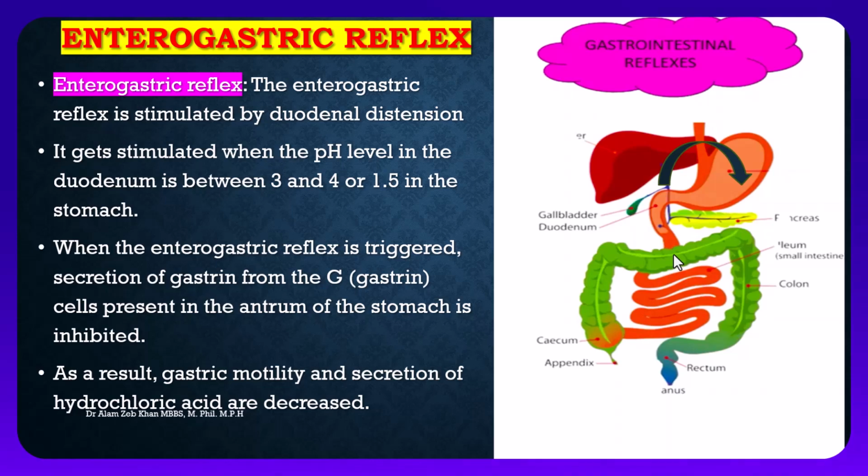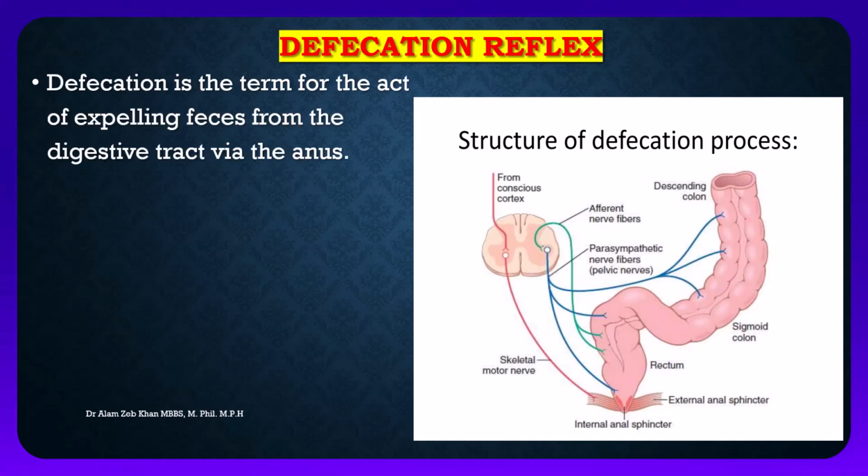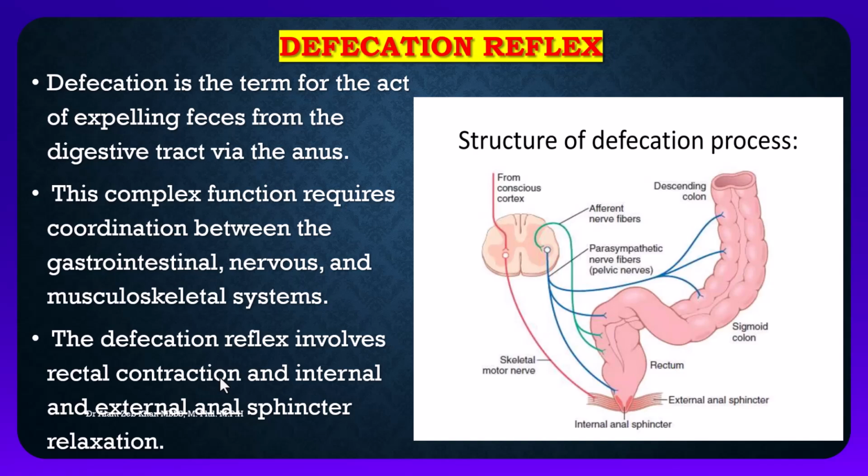When the intestines are emptying, these reflexes come into play. Defecation reflex. Defecation is a term for the act of expelling feces from the digestive tract via the anus. This complex function requires coordination between the gastrointestinal, nervous and musculoskeletal systems. In this reflex, the nervous system, gastrointestinal system and musculoskeletal system are involved. The defecation reflex involves rectal contraction and internal and external anal sphincter relaxation.